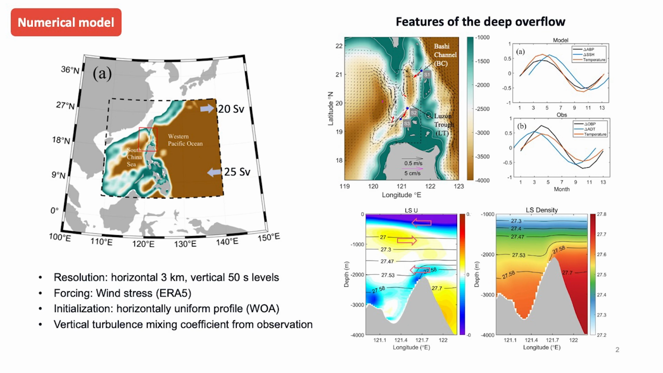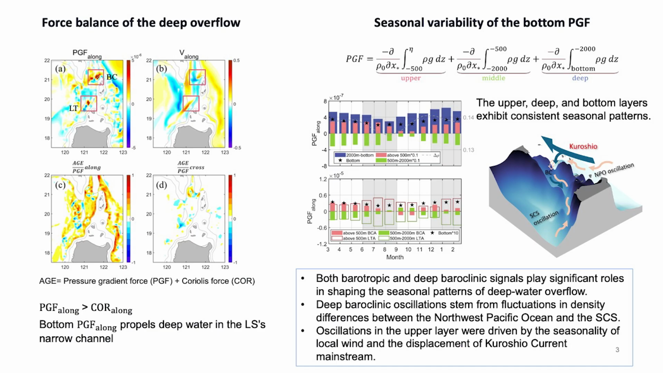Validation against mooring data confirmed the accuracy of our simulation in capturing the direction and magnitude of the velocity, as indicated by the red arrows. The seasonality was also validated against satellite observation data. Next slide, please. Analyzing the force balance revealed that the bottom along-isobath pressure gradient force plays a crucial role in propelling deep water through the Luzon Strait.